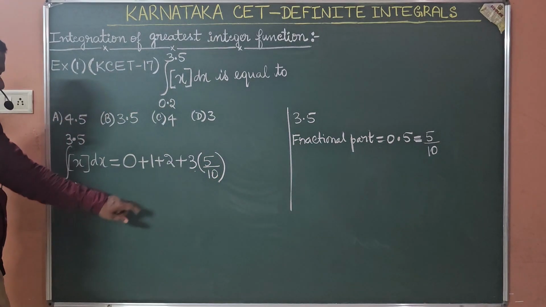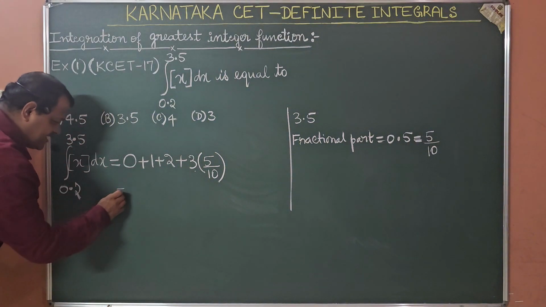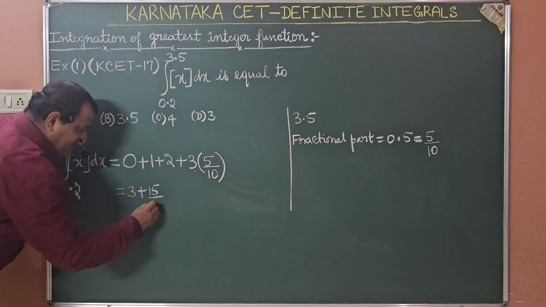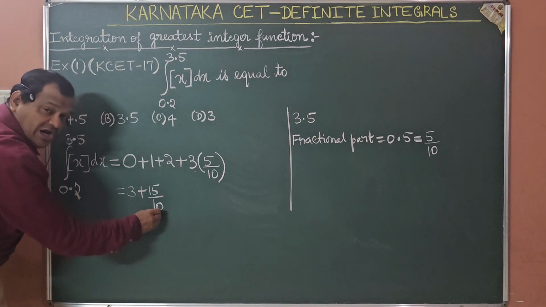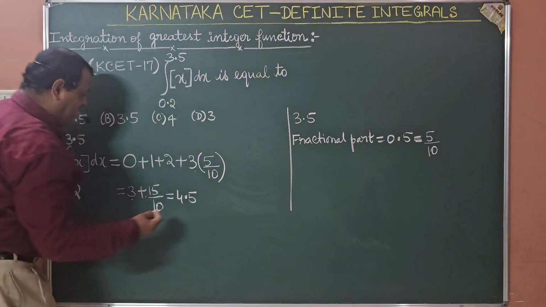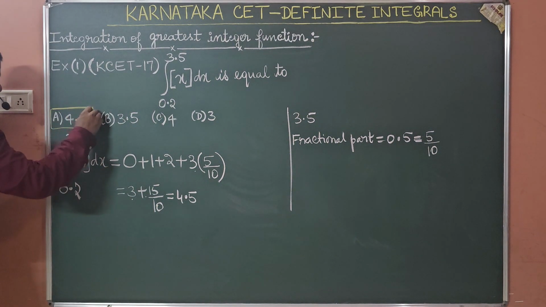Therefore this answer becomes 3 here. This is 15 by 10. Say 3 plus 15 by 10. And 15 by 10 is 1.5. 3 plus 1.5, so 4.5. Hence for this question, option A is correct.